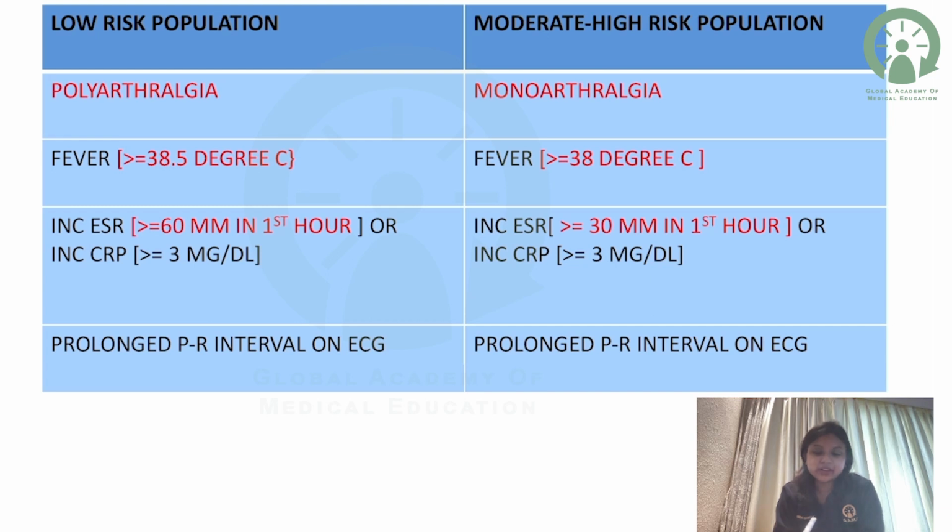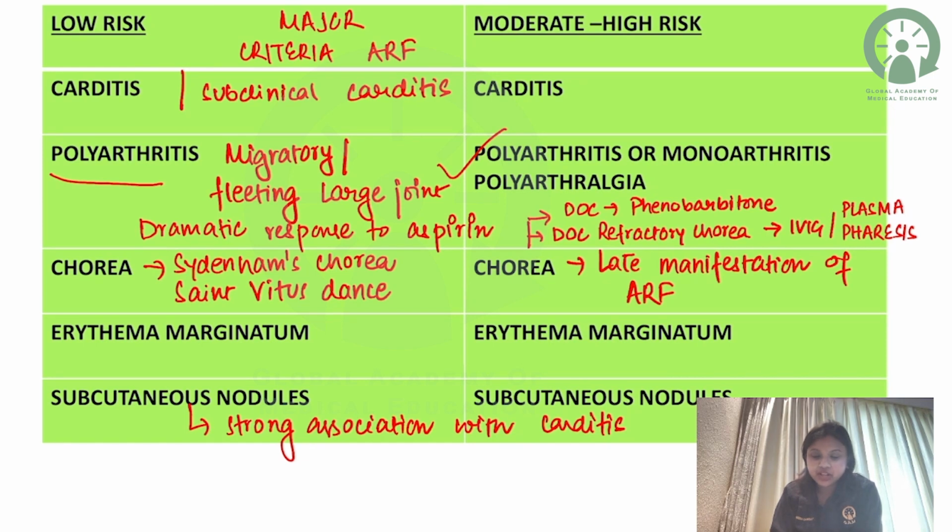Now coming to the minor criteria. Again, it is divided into the low risk population and moderate to high risk population. First is polyarthralgia, which belongs to the low risk population, and monoarthralgia in the moderate to high risk population. Now go back again to the previous one. Polyarthralgia is a major criterion in moderate to high risk population. However, polyarthralgia is a minor criterion in low risk population. So don't forget this: polyarthralgia is included in the major criteria in moderate to high risk population, whereas polyarthralgia is included in the minor criteria in low risk population.